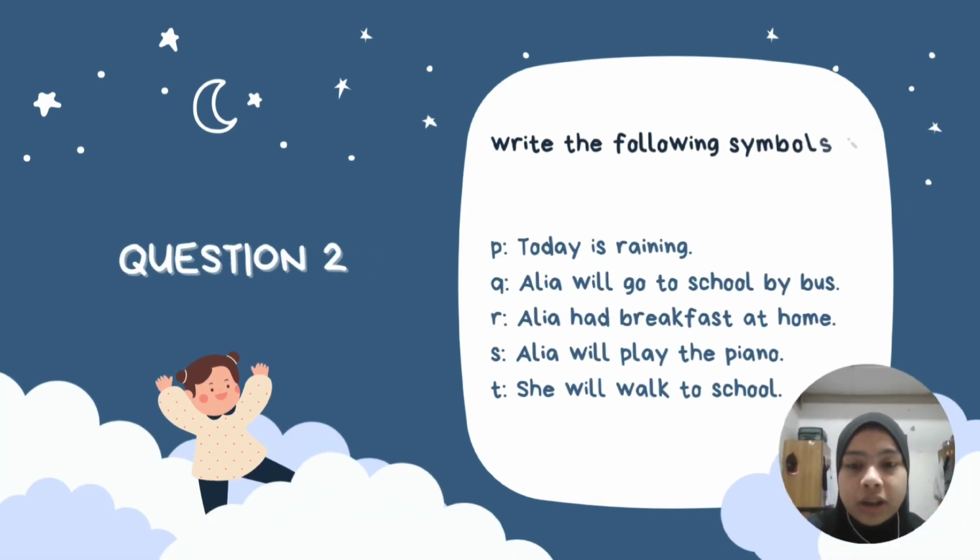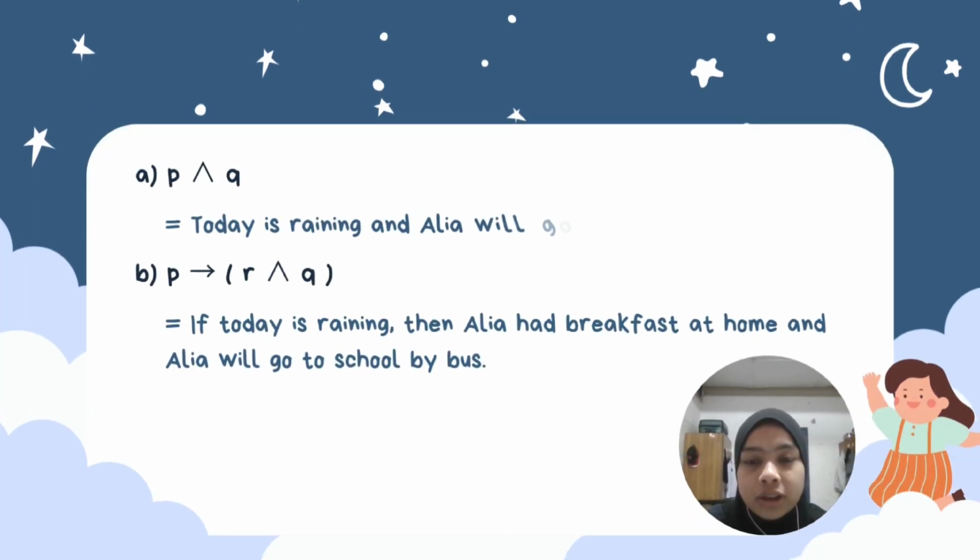Next, let's look at question 2. For the second question, we need to write the following symbols in a sentence where P, today is raining. Q, Alia will go to school by bus. R, Alia had breakfast at home. S, Alia will play the piano. And T, she will walk to school. Let's look at the questions. Question A is P and Q. So the answer is today is raining and Alia will go to school by bus.